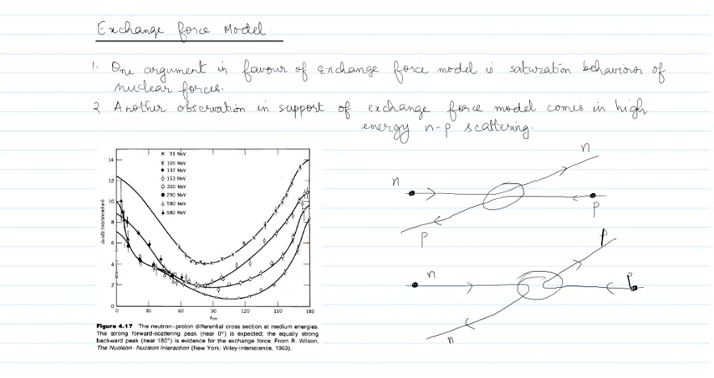So, how to explain this observation? That at low energies and high energies also the scattering is very likely, or the scattering cross section is very high. How do we explain this observation? So it is in this context that a model called the exchange force model was proposed. You can just picturize a scattering event as happening like this.